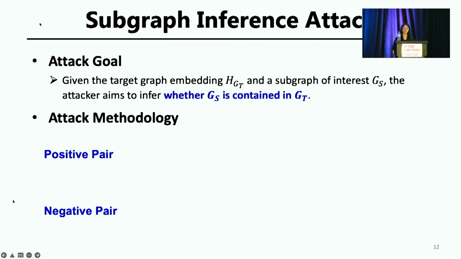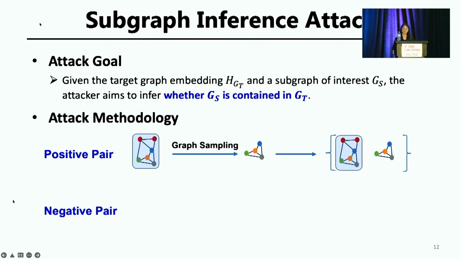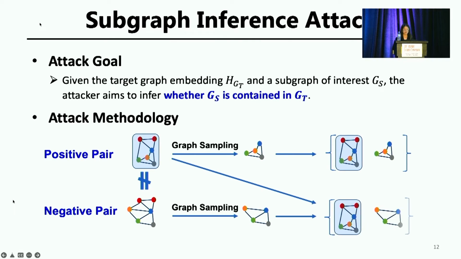To train the attack model, we need both positive pairs and negative pairs. The positive pair means the subgraph is in the tagged graph, and the negative pair means the subgraph is not contained in the tagged graph. To generate the positive pair, we use graph sampling methods such as random walk to generate a subgraph from the tagged graph. To generate the negative pair, we randomly sample a graph from the auxiliary dataset that is different from the tagged graph, and we sample a subgraph from this graph. The tagged graph and the sampled subgraph together form the negative pair.